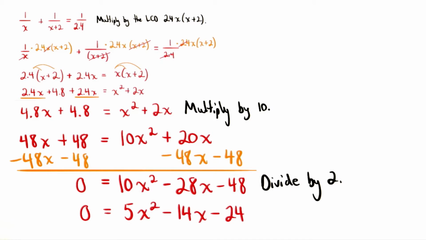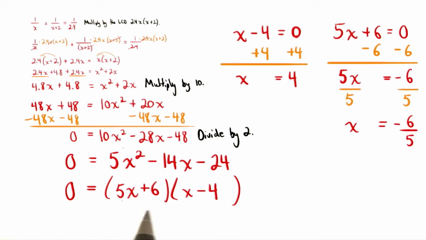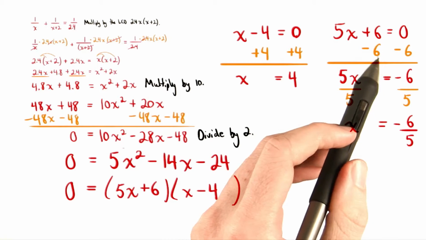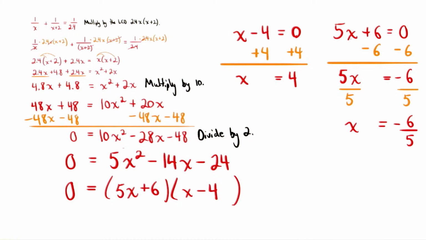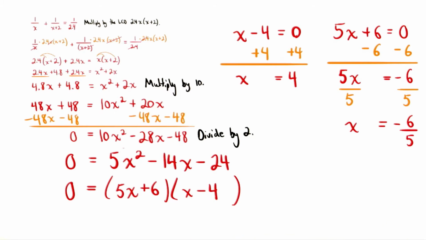Now we can factor. When we use factoring by grouping, we get the factors 5x plus 6 and x minus 4. We set each factor equal to 0, and then we can solve for the values of x. x can equal positive 4, or x can equal negative 6/5.